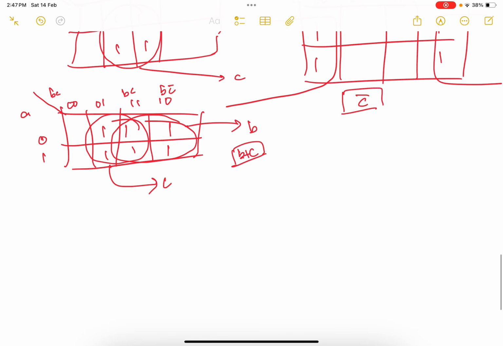Or sometimes they give you a question like this: A bar B plus A B C plus A B bar C. So how will you frame this? Here if you see, this is a 3 variable function, but in the first term one variable is missing. What is that missing variable? C. That C we don't know, so instead of that I can put X.